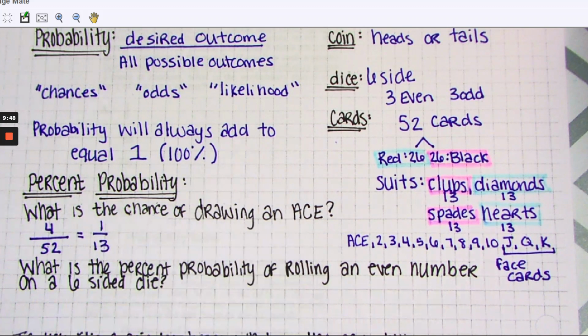You have a 1 out of 13 chance of reaching your hands into a deck of cards and pulling out an ace. That's all we do, for the most part. Probability is very easy, but it's something that we tend to forget how to do.